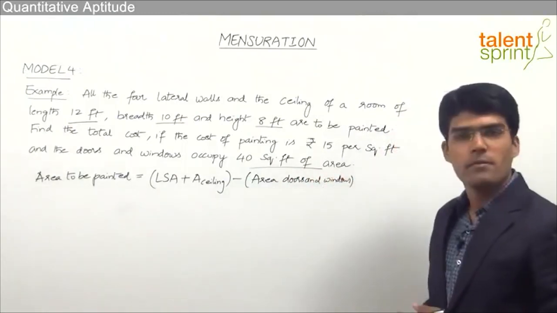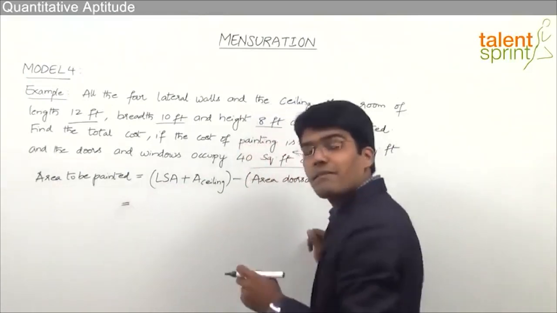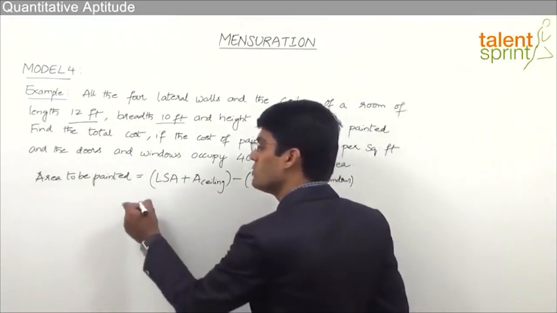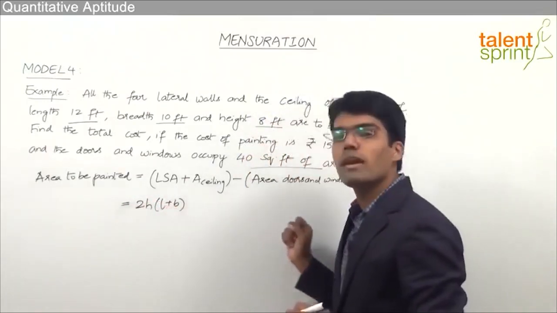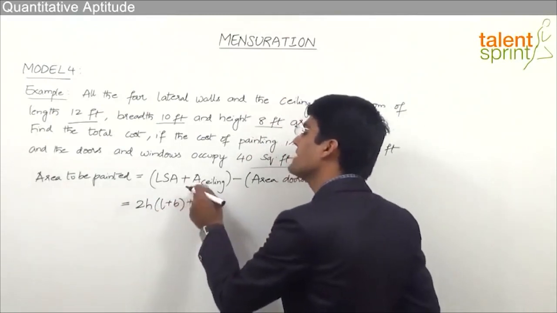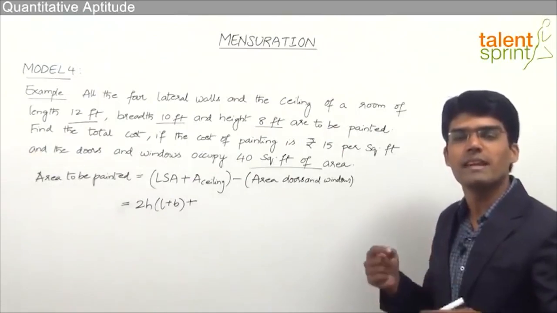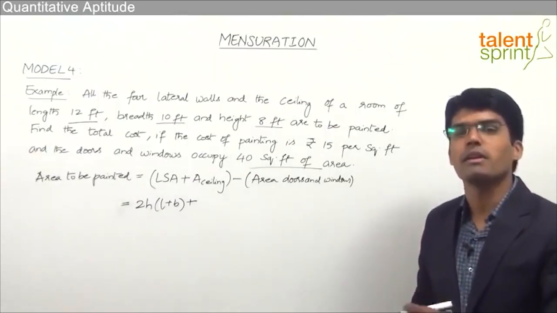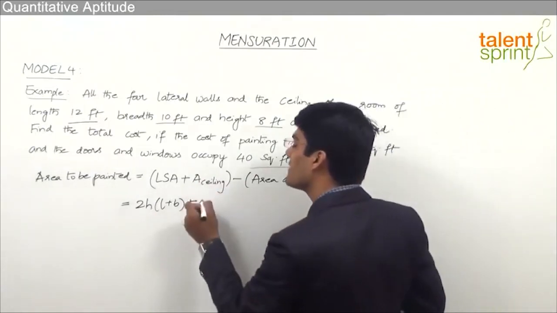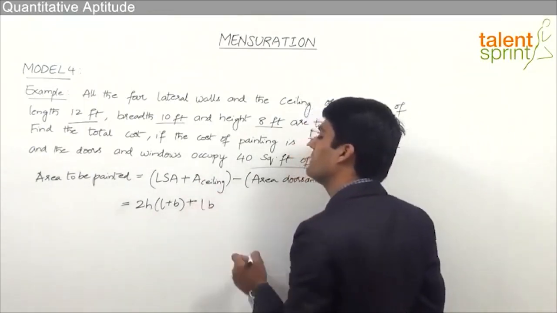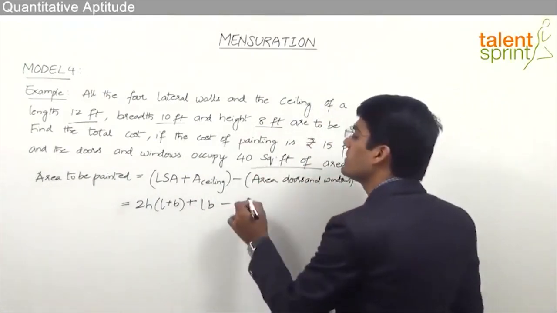Now by using the relevant formula, we can find out the total area to be painted. That will be equal to the lateral surface area of a cuboid, which is 2h times (L plus B), that is 2HL plus 2HB, plus area of ceiling. Area of ceiling is equal to area of the floor. Why? Because both ceiling and floor area are equal in a cuboid or in a rectangular room. And area of floor is nothing but length into breadth. So the area of the ceiling here is length into breadth, LB, minus area of doors and windows, that is given as 40 square feet.